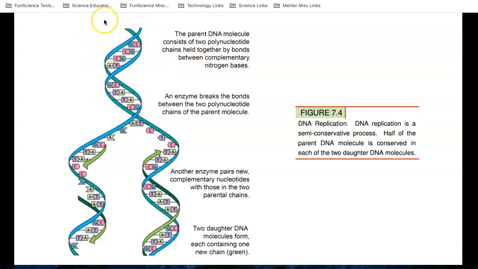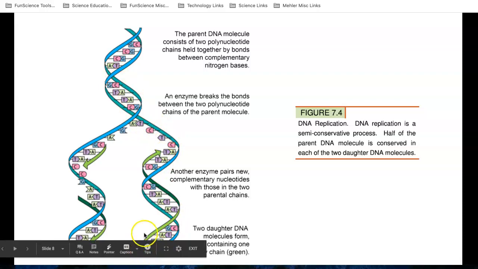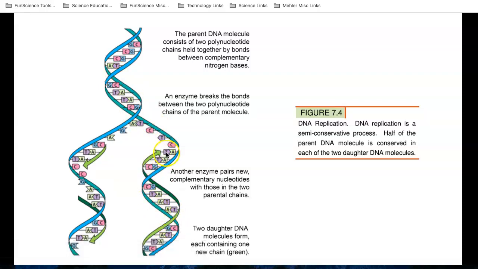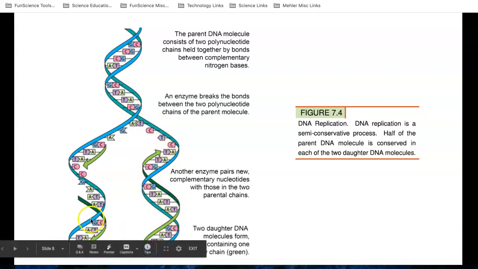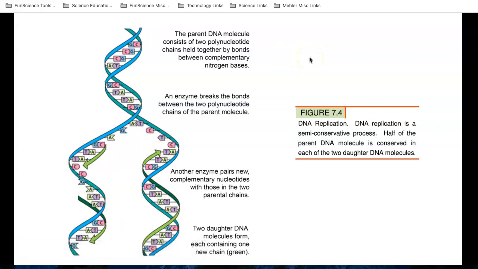So here is the double-stranded DNA molecule. It unzips, an enzyme breaks it up, and then when it copies itself, a new side will come on with the nitrogen bases, and when they're done, they'll have 2 complete copies of the DNA.